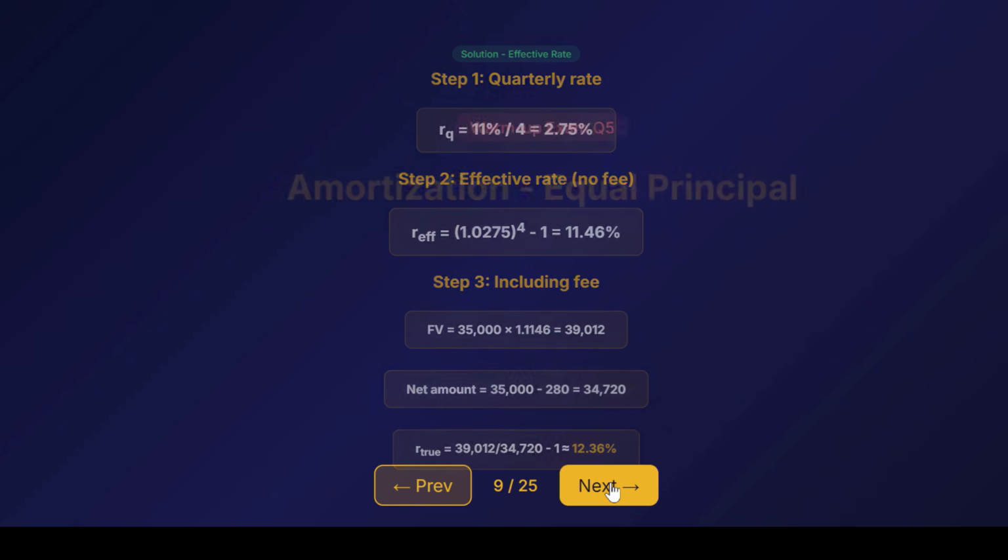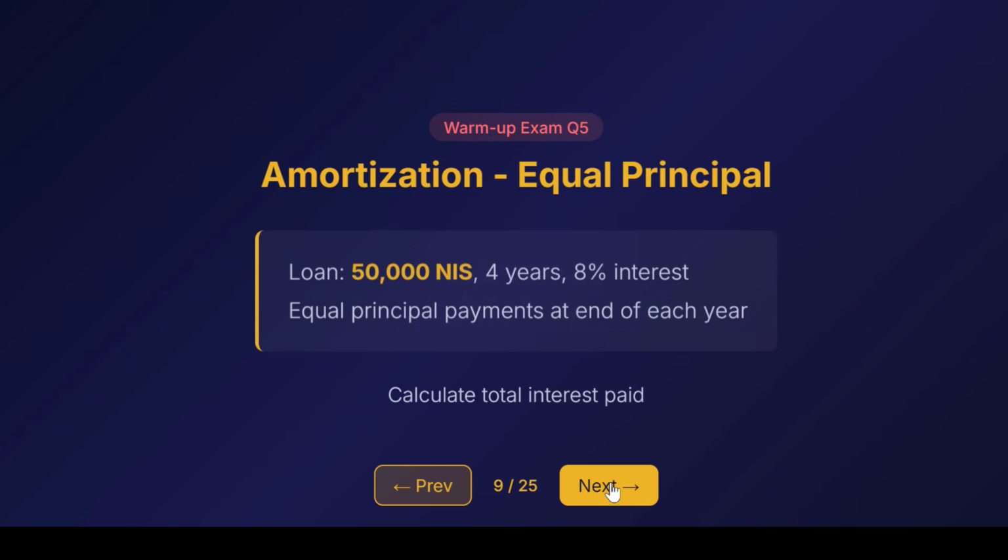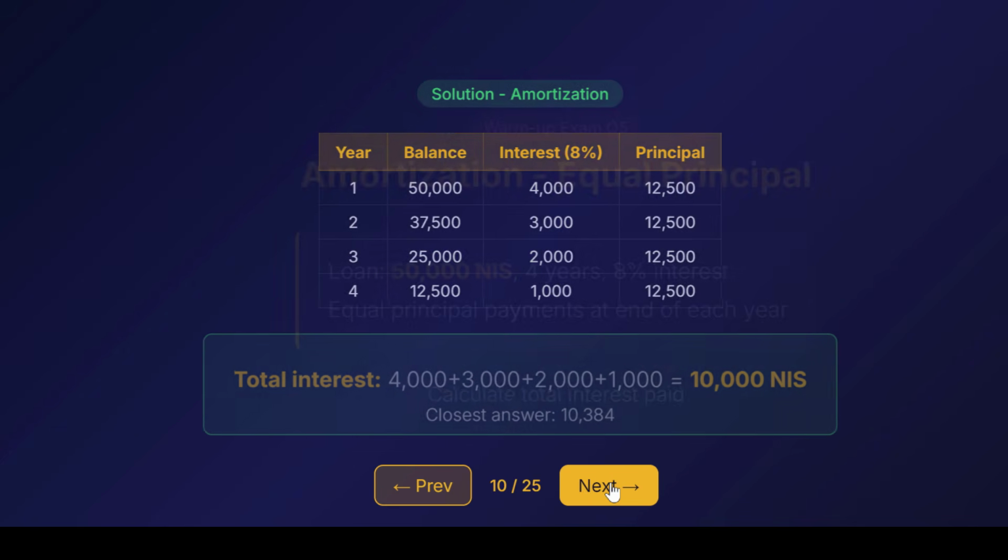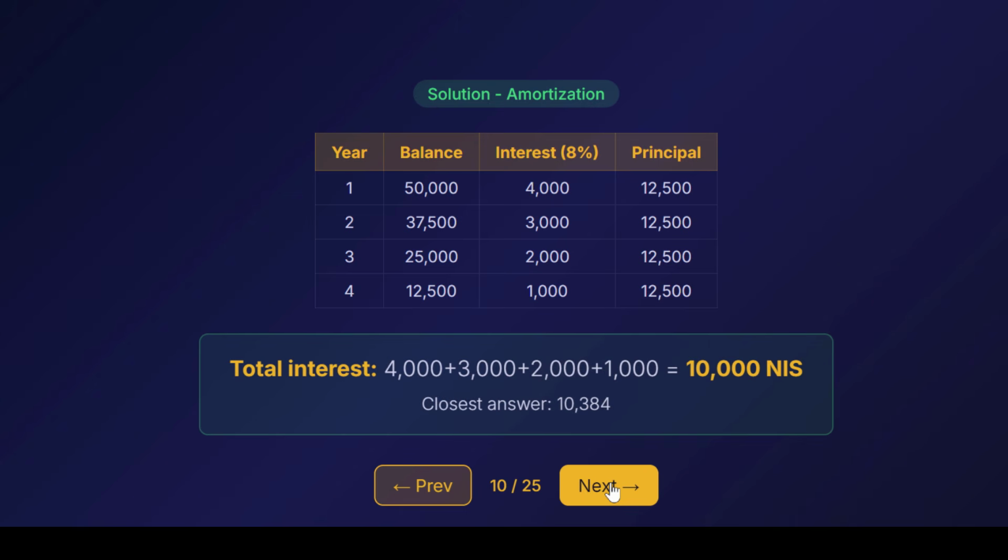Topic 5. Spitzer amortization, remaining balance. A loan of 100,000 shekels for 6 years at 6%, with constant annual payments. First, calculate the annual payment using the annuity formula, which is 20,336 shekels. The remaining balance after 4 years equals the present value of the 2 remaining payments, which is 37,284 shekels. Key insight. The remaining balance at any point equals the present value of all future payments.